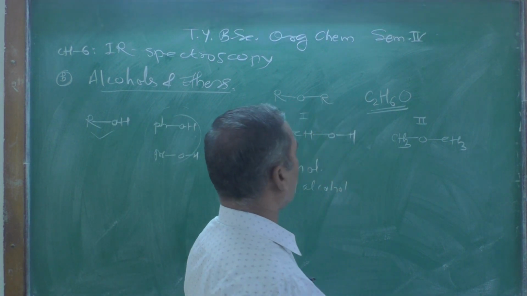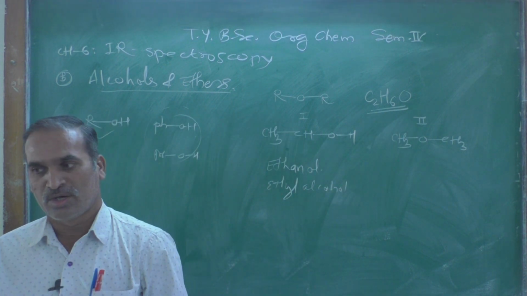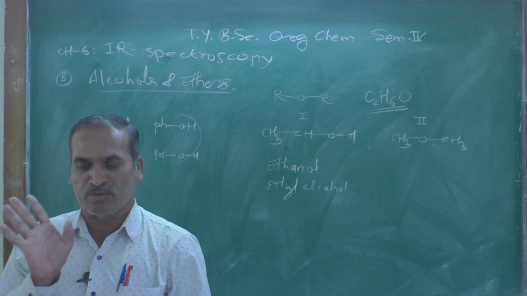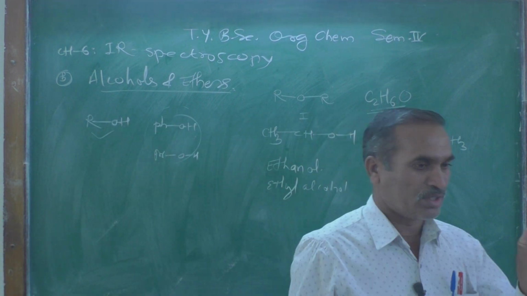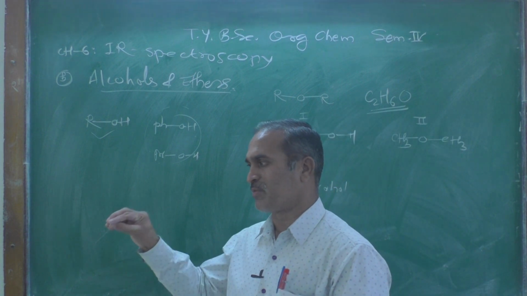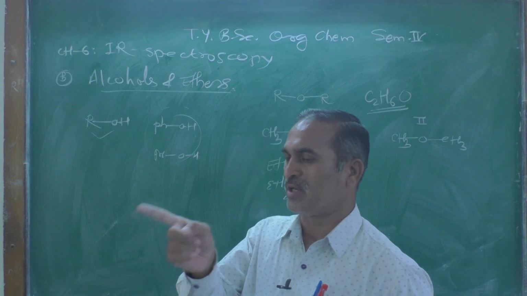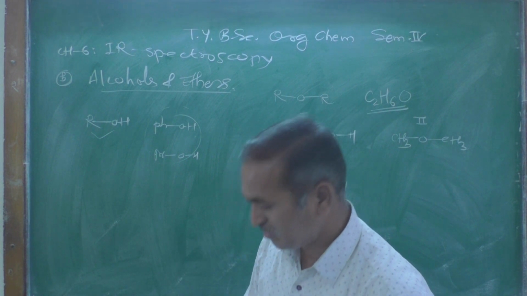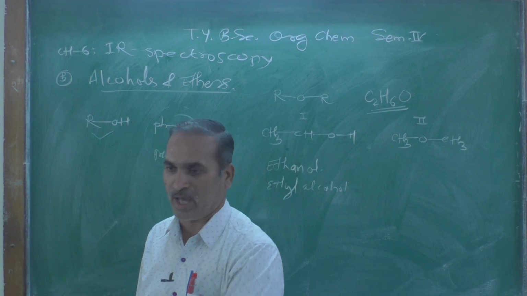Okay, let it be, this is structure number one, and this will be structure number two. What kind of isomers are they? As we know, isomer means what? Organic compounds having the same molecular formula but different structures are known as isomers, and that phenomenon is known as isomerism. And that isomerism is further divided into 2 types.